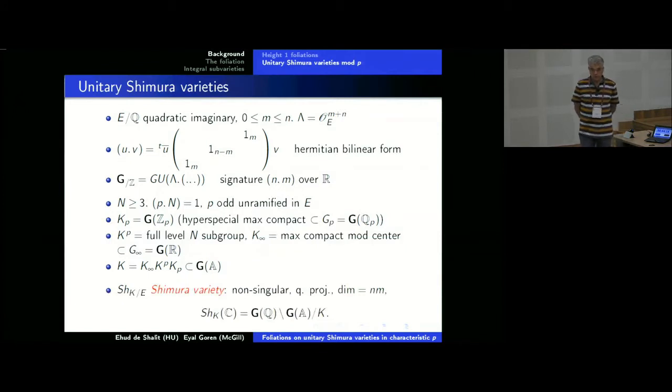As you probably know, in this situation, there exists a Shimura variety defined over E. So E is the reflex field if m is less than n. If m equals n, the reflex field is even Q, but we consider it always over E. It is a quasi-projective, non-singular variety over the field E. Its dimension is n times m. As a complex manifold, its complex points are identified with this double coset space, as usual, of the symmetric space, G(A) over K divided by G(Q).